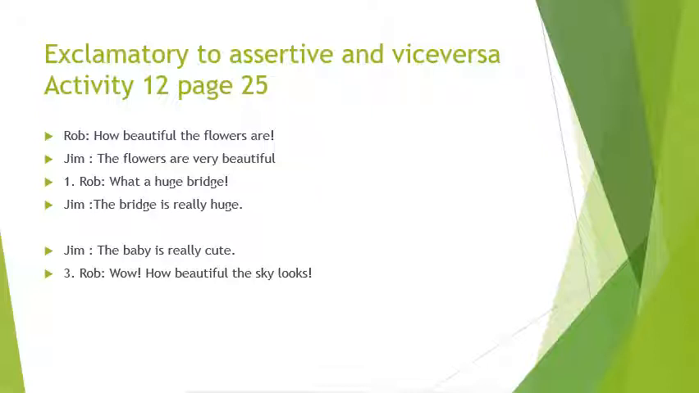Now Rob says something and Jim says the baby is really cute. So what will Rob say? Rob says an exclamatory sentence and Jim says the baby is really cute. So Rob says, how cute the baby is. How cute the baby is. That is an exclamatory sentence. Rob says, wow, how beautiful the sky looks. So Jim says, the sky looks very beautiful. That is a statement.